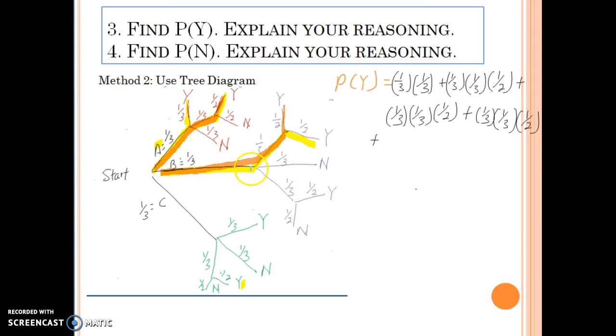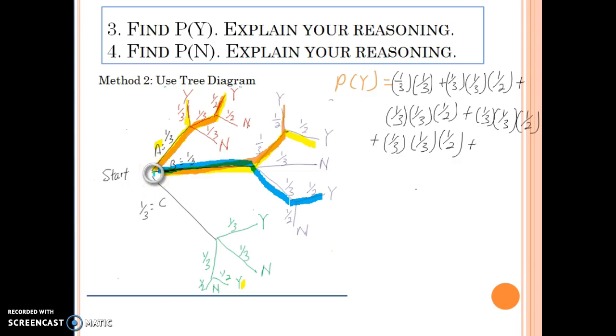Going through B, and then coming down here, and then going through here, you also can get a yes. So let's write it down. Write down the probability of getting that: 1/3 times 1/3 times 1/2. Plus, there's no more yes here, so let's look at the next branch.